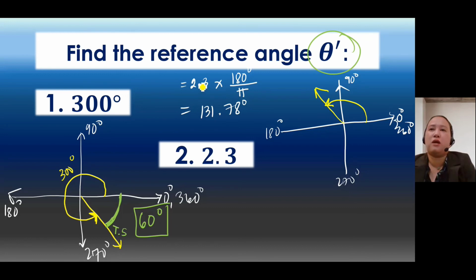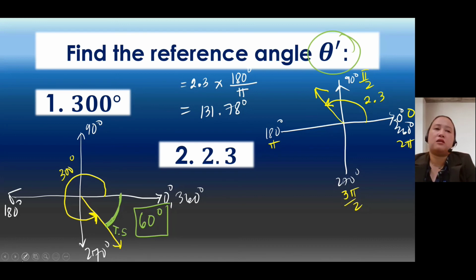But then remember, it should be in rad. So let us just put the labels: this is 0, this is pi over 2, this is pi, this is 3 pi over 2, and then this is 2 pi. And then this is 2.3.